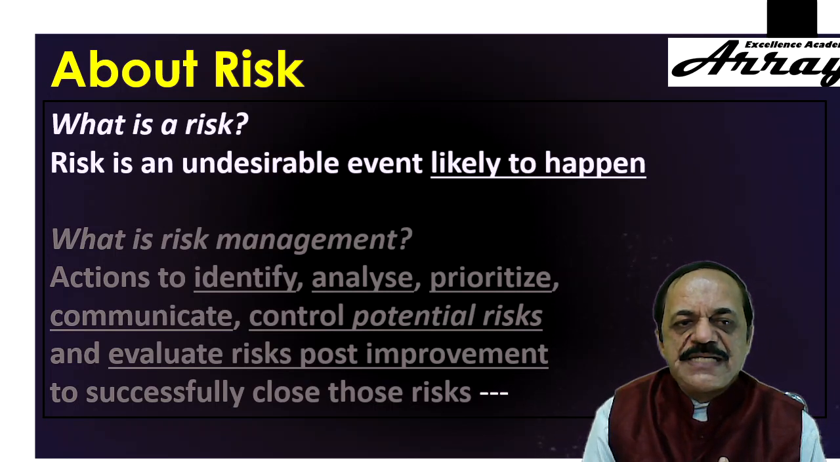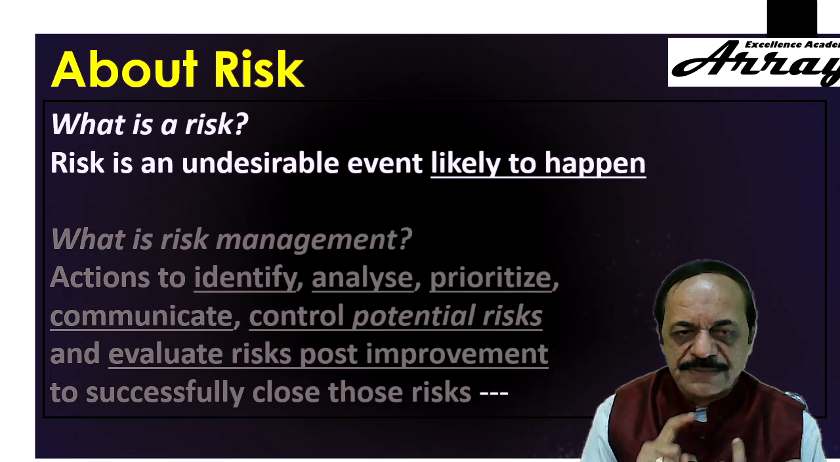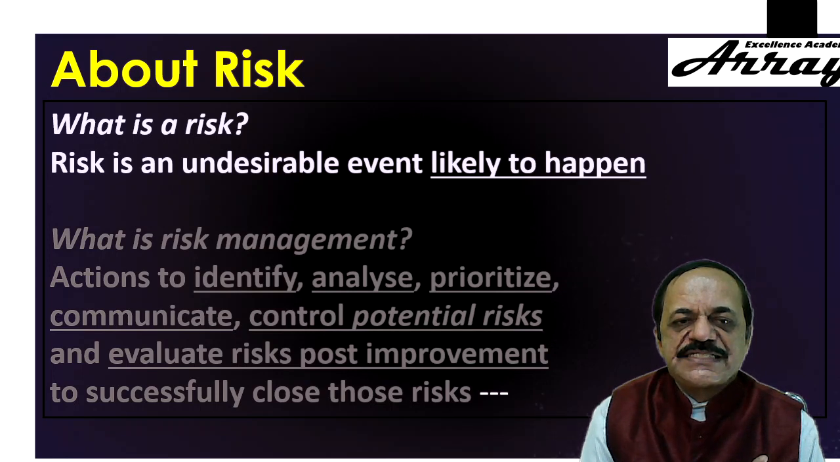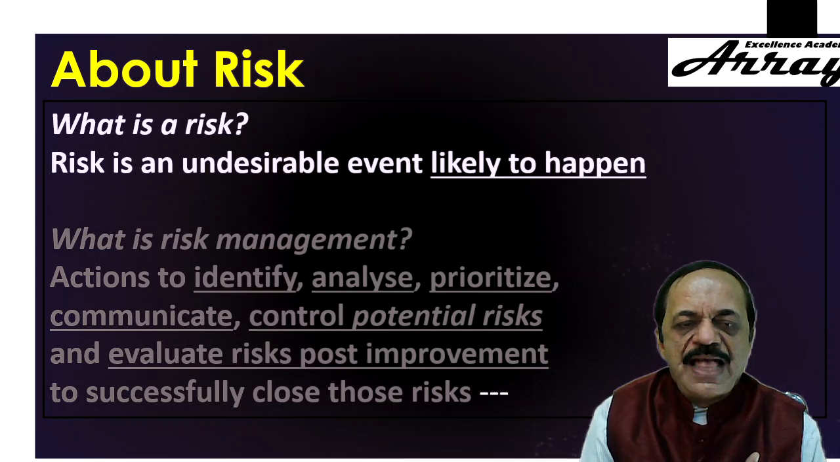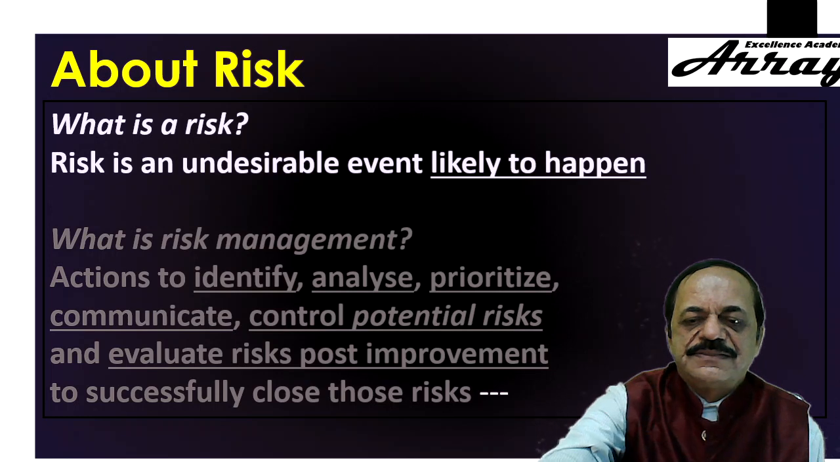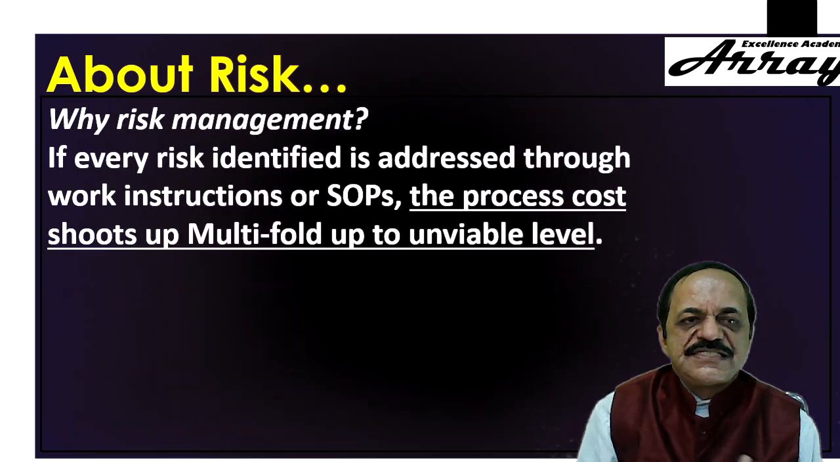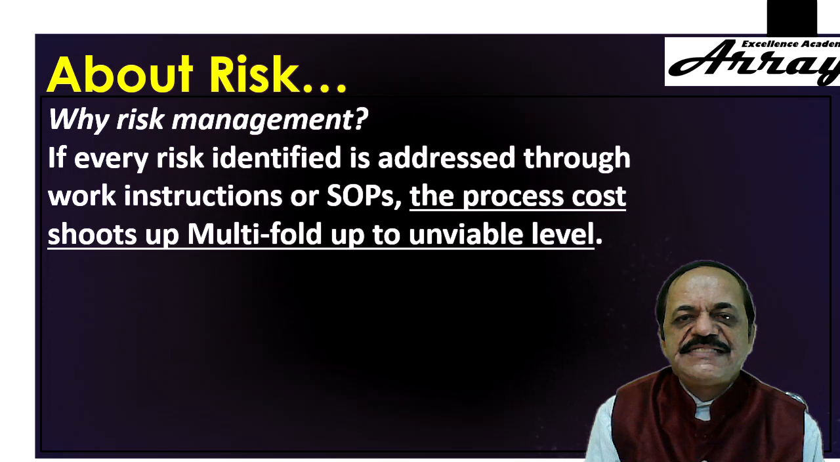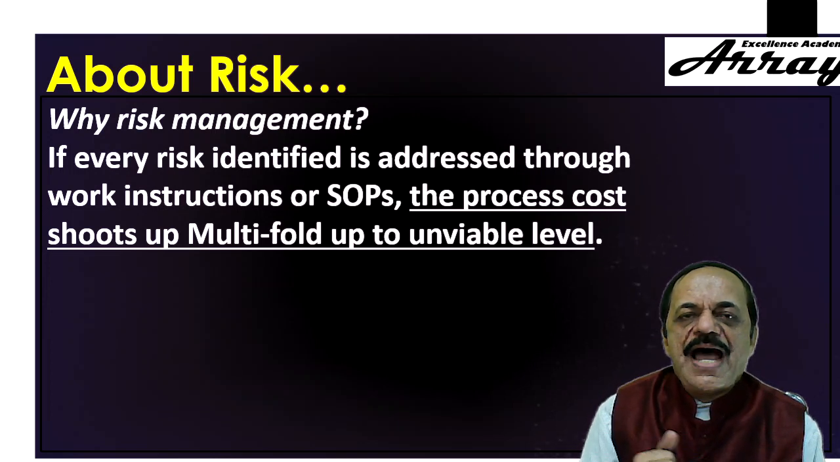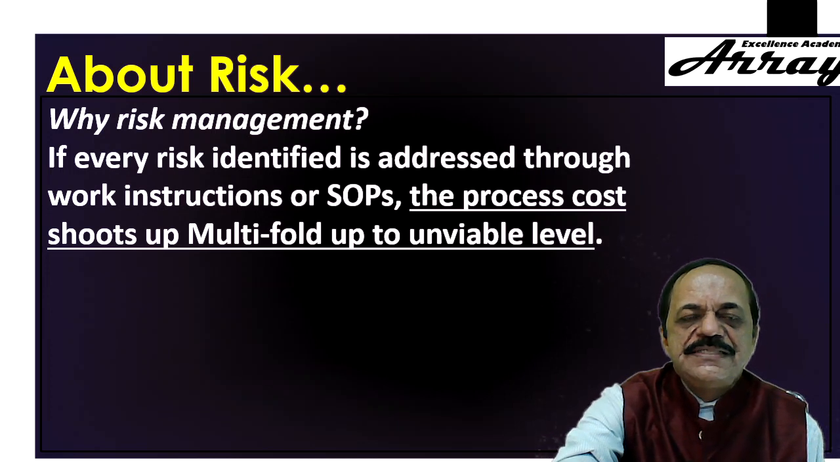Communicate, very important. Communicate the risk to all those who may get affected. Control the potential risk by either reducing its likelihood or reducing its severity. And after improvement, evaluate the risk to see that it is controlled before you do the successful closure of the project. These are the action steps in risk management. Why risk management? Because if every risk identified is addressed through work instruction or SOP, the process cost shoots up multifold and makes it unviable, including the delays.